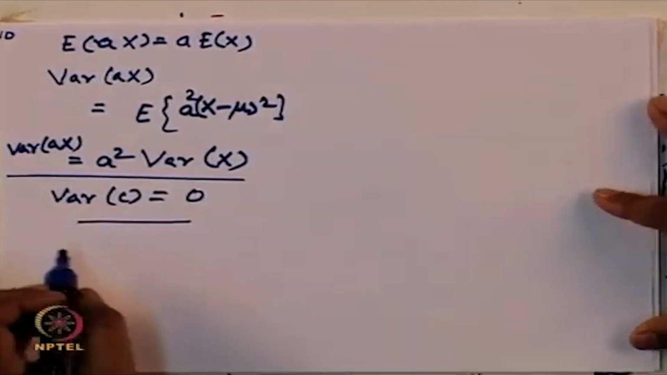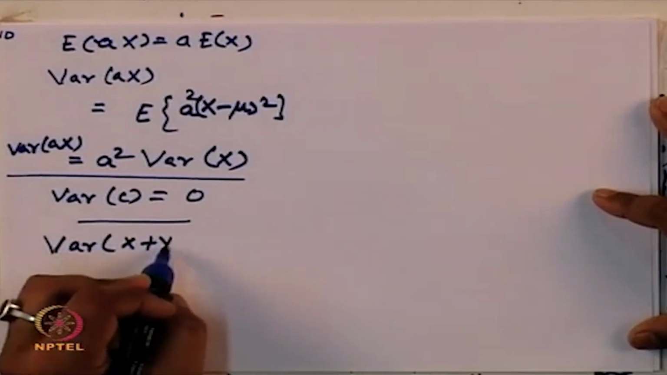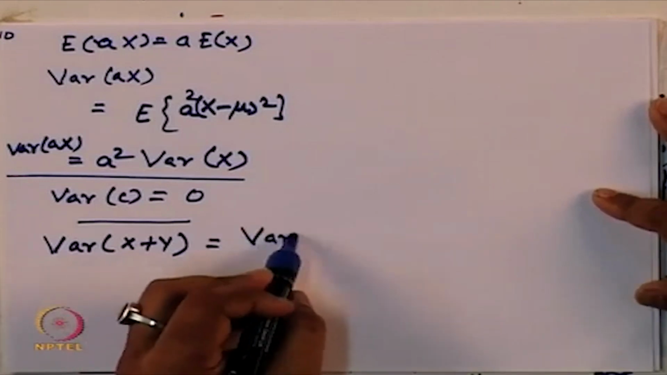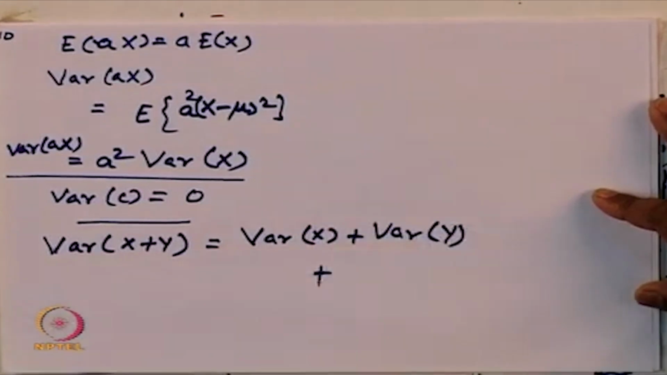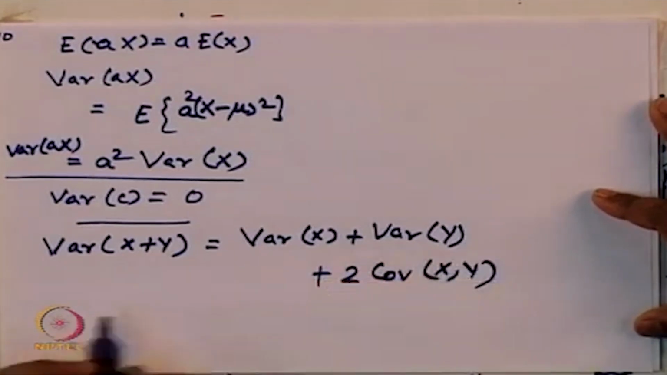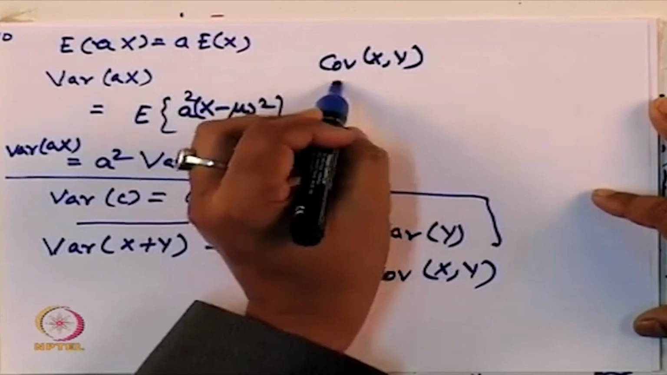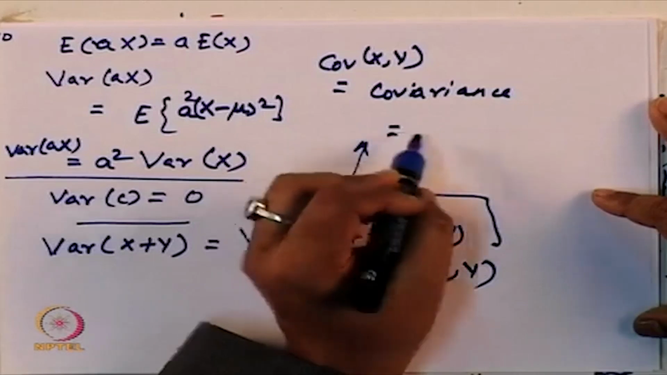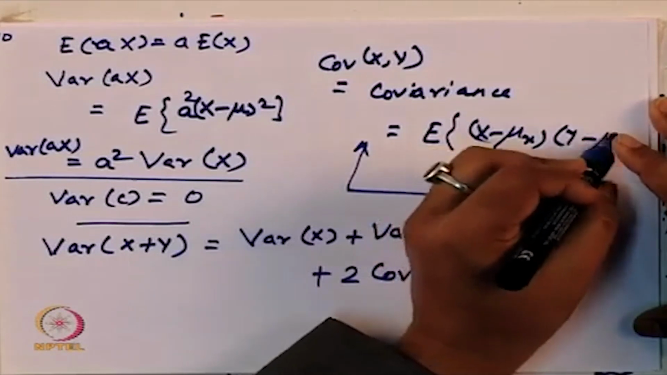Okay. So, you can also write down the expansion for variance of x plus y. This is a little bit tricky, but you will see that in the most general case it will come out to be variance of x plus variance of y plus 2 times covariance of x comma y, where covariance of x comma y is defined as expectation of x minus mu x into y minus mu y.